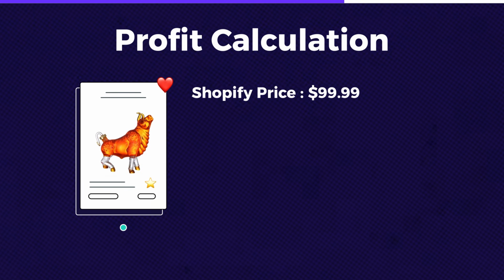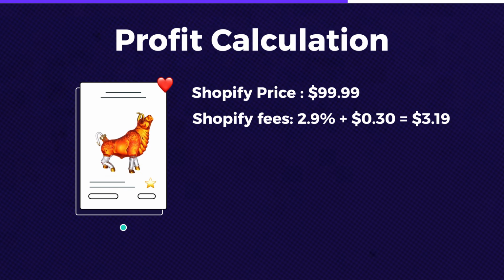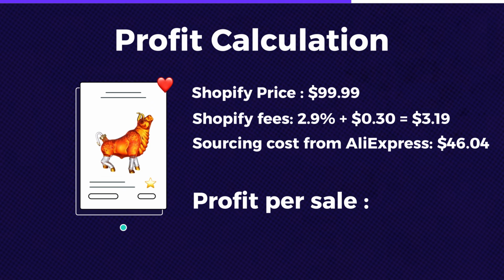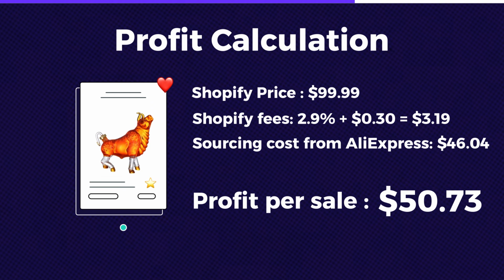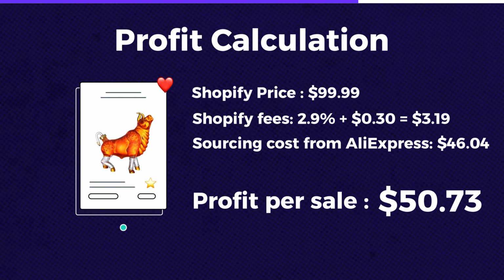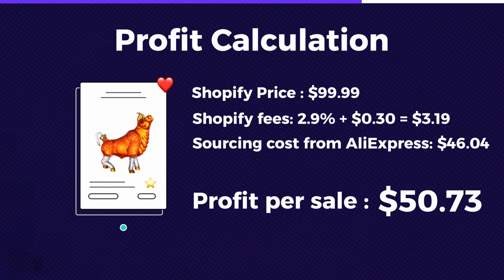Now, let's just do the math, okay? Selling it for $99.99 leaves around $50.73 profit per sale after Shopify fees. This is an incredible profit margin. This is definitely the type of product that can become a best seller in stores using organic marketing.